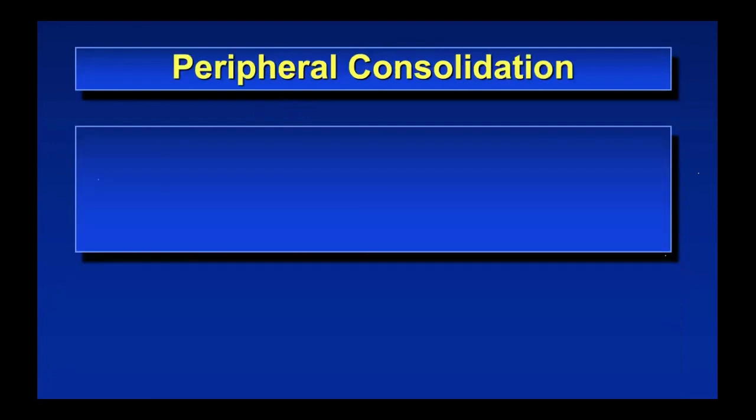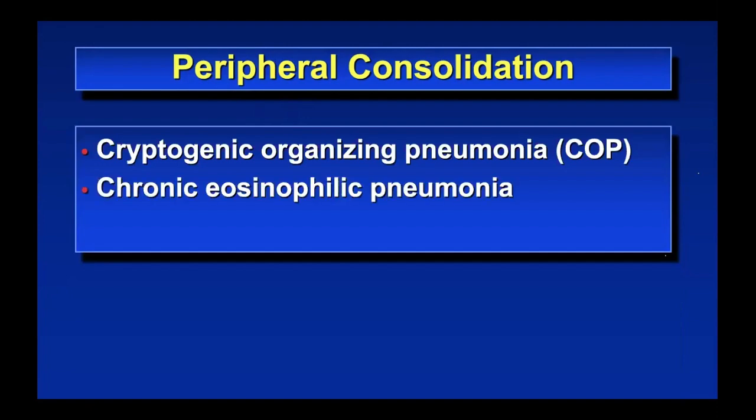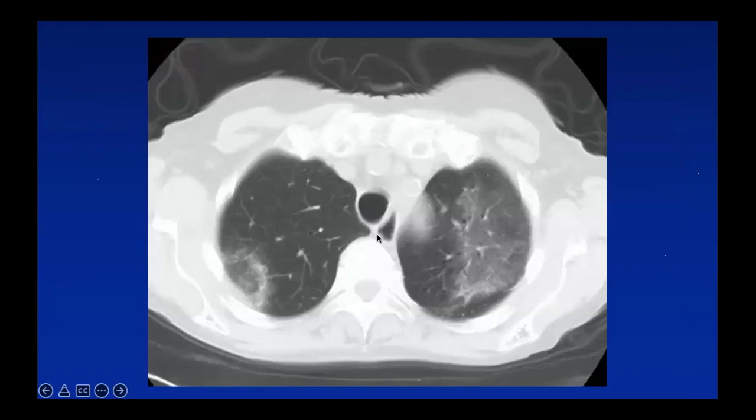Okay, so in patients with peripheral consolidation, think about cryptogenic organizing pneumonia, chronic eosinophilic pneumonia, and pulmonary infarct. I wrote single focus there, but sometimes they're 2 or 3. Okay, we have a different patient here with some peripheral areas of consolidation, and again, mixed with ground glass opacity.